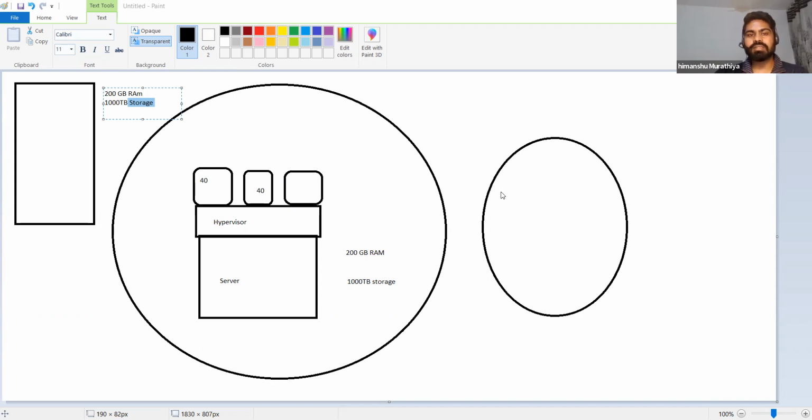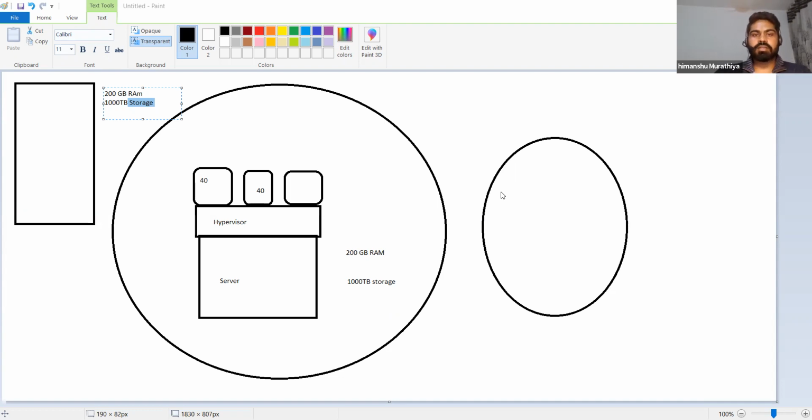Now the third one is hybrid cloud. Hybrid cloud is a combination of private and public. So why are we using the hybrid cloud? We take the advantages from the public cloud and the private cloud and make this hybrid cloud. The advantages we have in public and private, we use in this hybrid cloud.